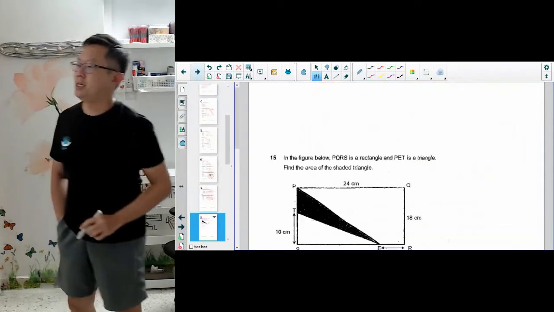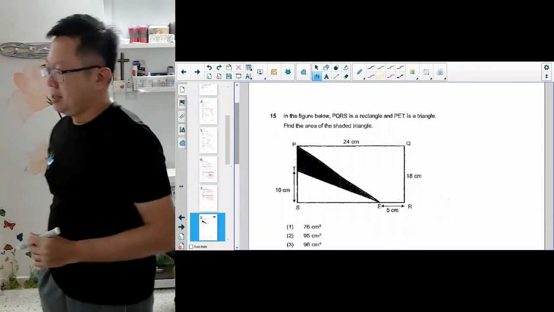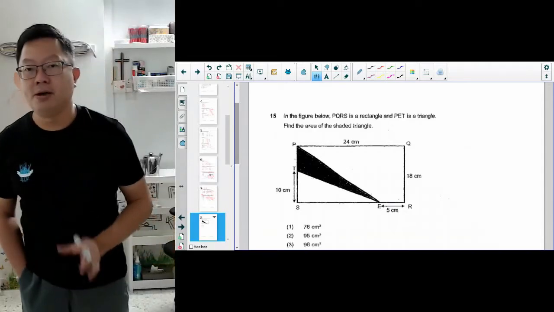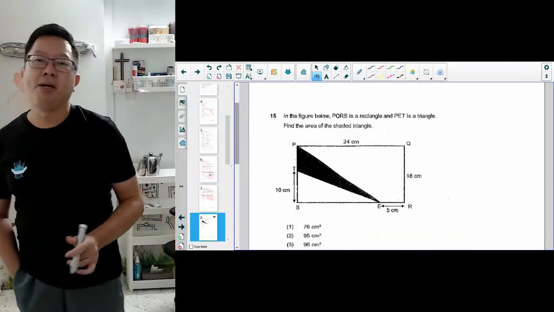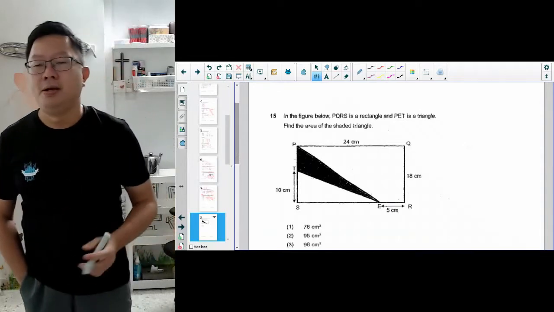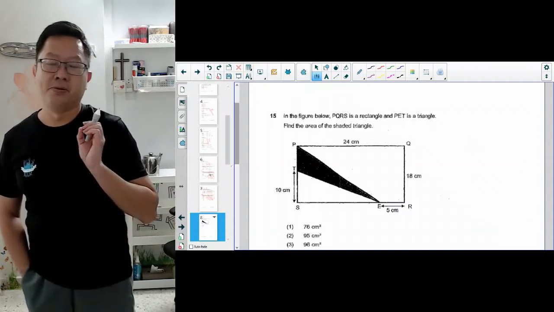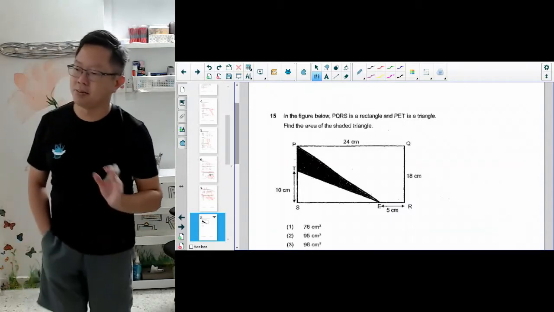Okay, now question 15, your triangles. So how do you find the area of the shaded triangle? Now, if the shaded area is a regular shape, so what is a regular shape? Squares, rectangles, triangles. If they are regular shapes, there's no need to apply any methods. You just have to apply the formula, which is half times base times height.